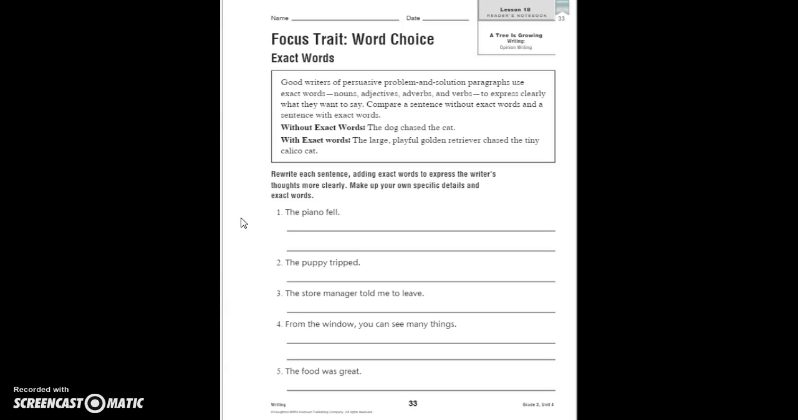You're going to work through this page together. Make sure that you are going over your answers with your learning partner at home. And then think about what you would like to write about this week. What problem do you have some good solutions that you can support with reasons for? Think about that.